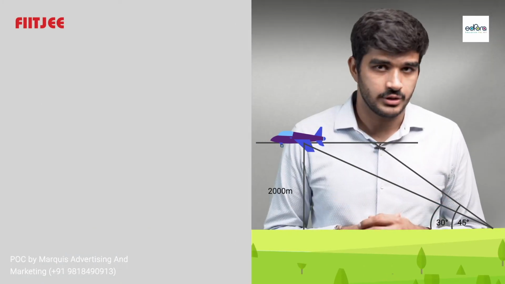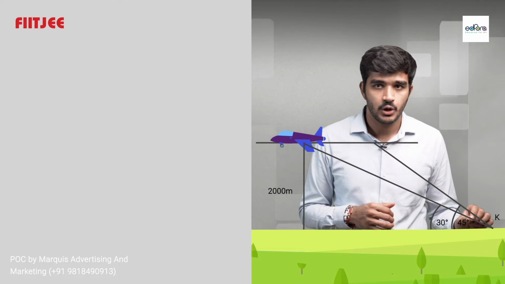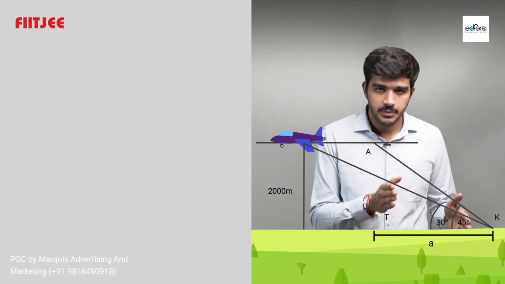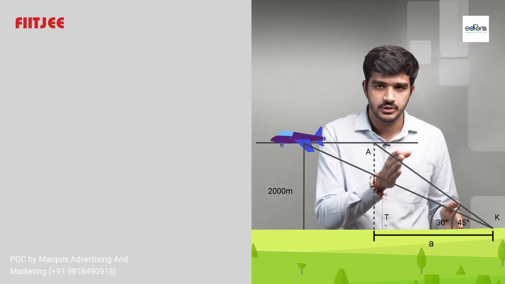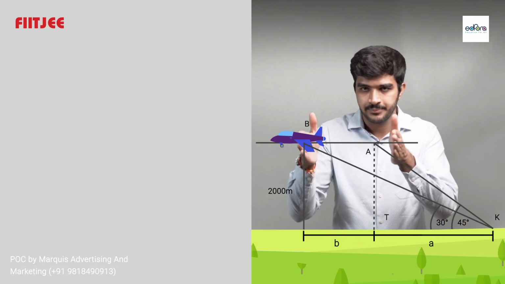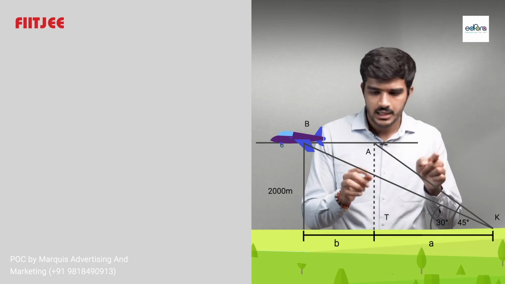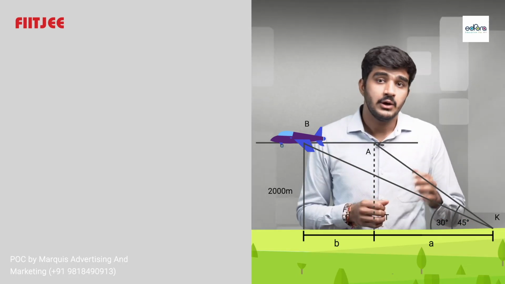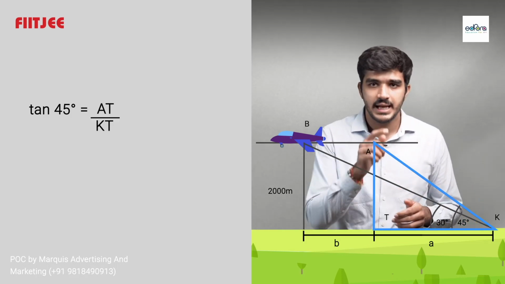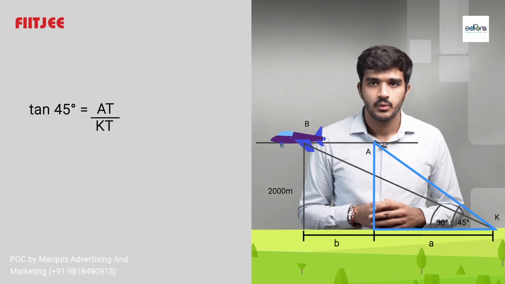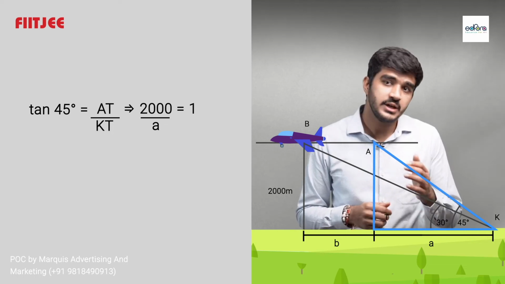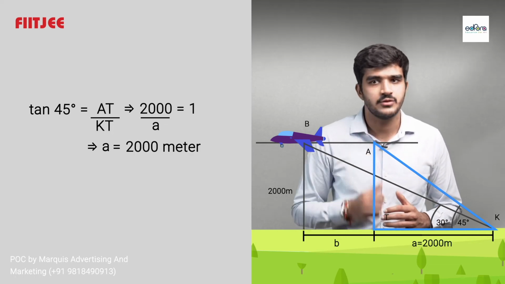Now let's look at the solution. In the figure, let point K be on the ground, which is at a distance A from point T, which is perpendicularly below the initial position of the plane. After the flight of 20 seconds, it covers a distance B, from A to B. Now in triangle AKT, tan 45 degrees would be AT upon KT, which is equal to 2000 by A, which is equal to 1, which brings us to A equals 2000 meters.